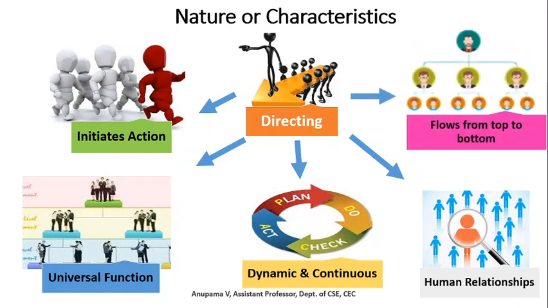Directing flows from top level of management to the bottom level of management. That is, directing works in the descending order of hierarchy. Every manager exercises this function on his immediate subordinate, that is, the top level management directs the middle level management, and the middle level management directs the low level management or bottom level management, and the bottom level manager directs the employees or the subordinate.